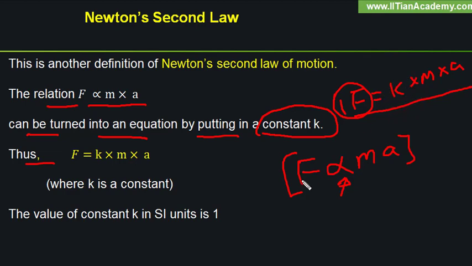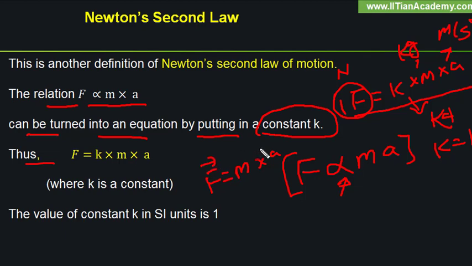Now, if everything is in SI units. What do we mean by SI units? Force should be in Newton, mass in kg, and acceleration in meter per second square. This is called SI units. In SI units the value of k is 1. So if you put k equal to 1, this equation becomes F equal to mass into acceleration.